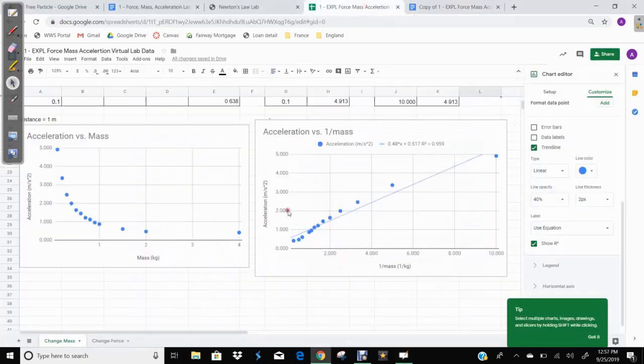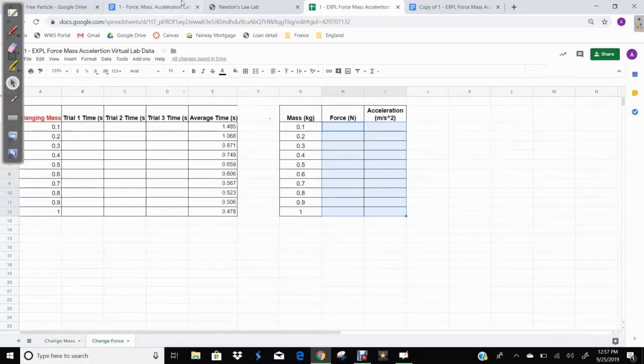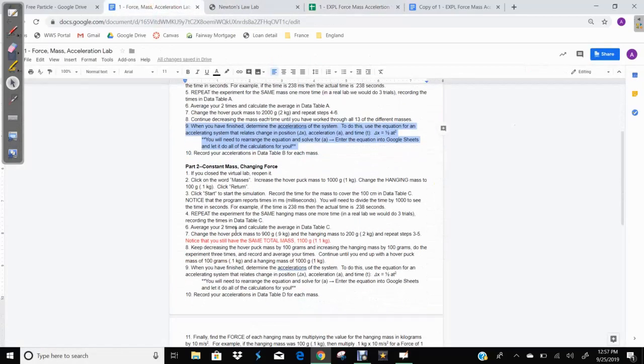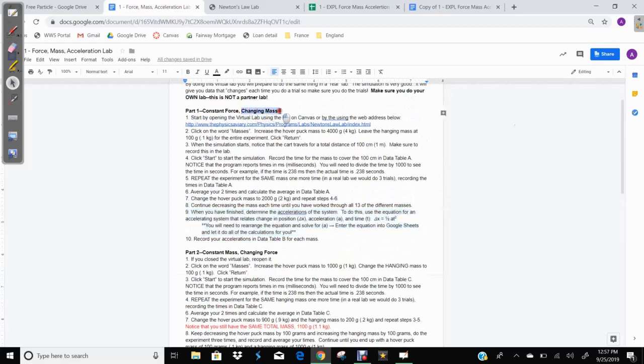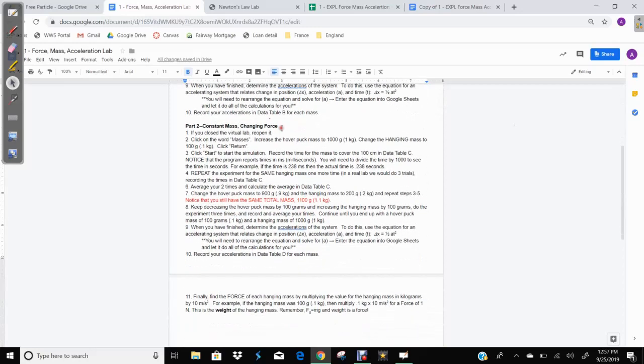Okay, so the next part is going to be on the changing force tab, and on the instructions, that would be part 2. So you'll need to go to that second tab. Basically the difference here is in the first part, you were changing the total mass and leaving the force the same. So that hanging mass was always the same, so the same force was pulling on it. But the total mass of the system was changing because you were changing the hover puck. Now we are going to leave the total mass of the system the same. Even though we are going to change the mass of the hanging mass, we will counter that with a change in the hover puck mass as well.